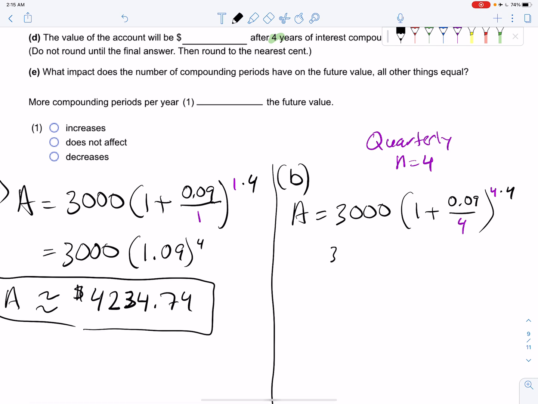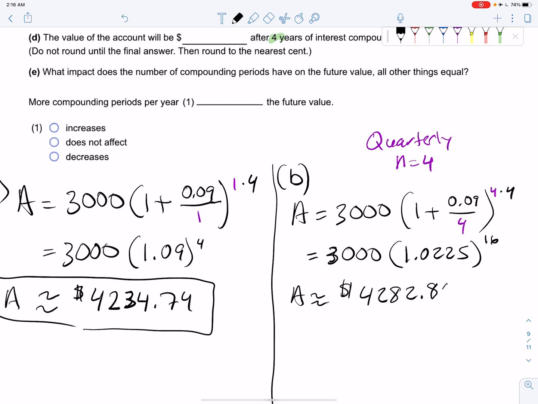Okay, so now we've got 3,000. We, of course, divide 0.09 divided by 4 plus 1. And when we do that, we get 1.0225 raised to the 4 times 4 is 16th power. Of course, you do the math, and we get A equals approximately how much money? $4,282.86.